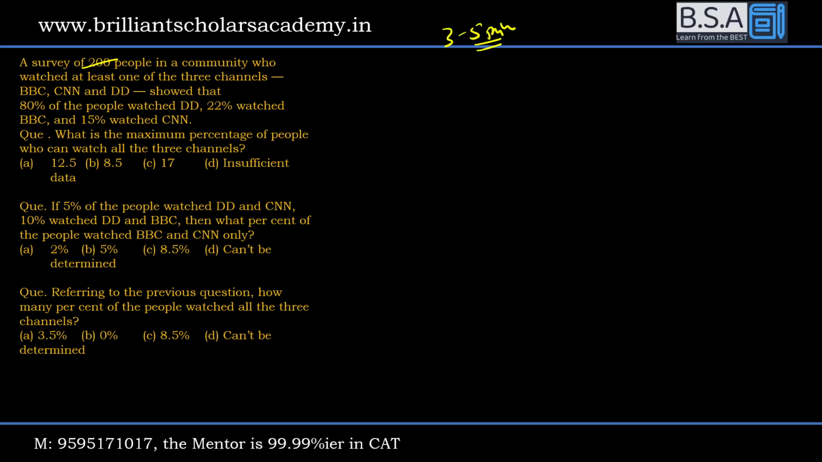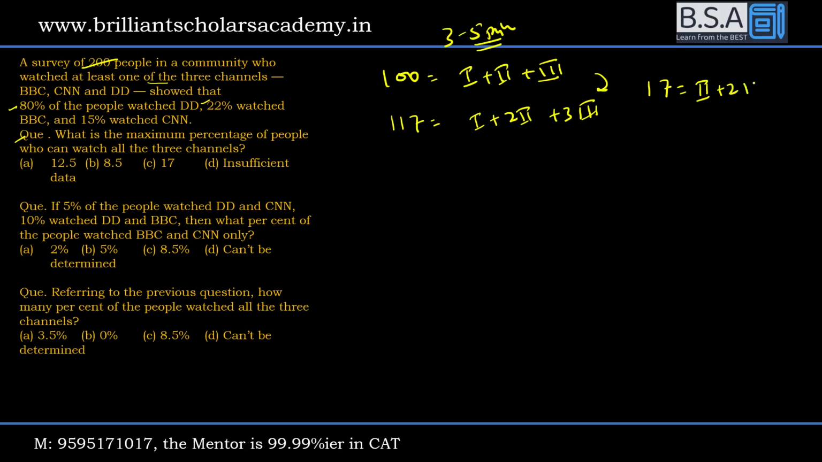Let me try and solve this for you. Let me try this without actually drawing circles. Every person must watch at least one of these channels. So 100% is equal to region 1 plus region 2 plus region 3. Then what is the addition of this? That is 102 plus 15, that is 117, which is equal to region 1 plus twice region 2 plus thrice region 3. Subtract both: 17 is equal to region 2 plus twice region 3.